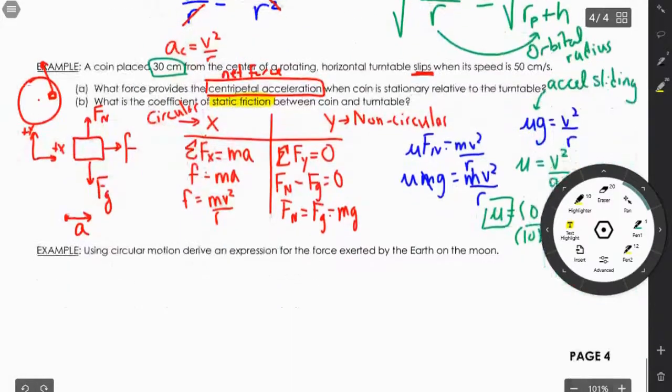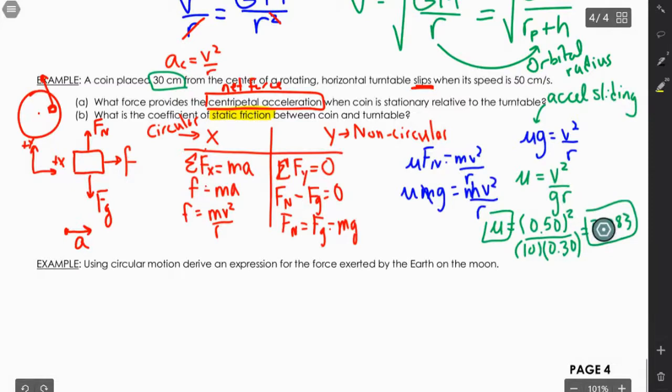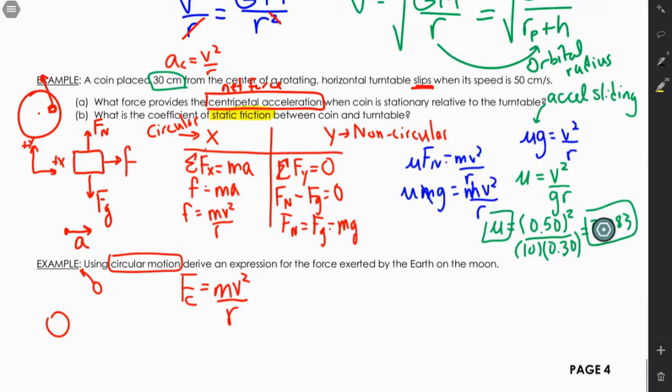All right, so here's the last problem for this unit. It says here, use circular motion to derive an expression for the force exerted by the Earth on the moon. So here's our Earth, here's our moon, and the moon is in orbit around the Earth in a near circular pattern. If we're using force, we're going to use our centripetal force, because it actually tells us to use circular motion to derive this equation. And the mass is the mass of the moon.